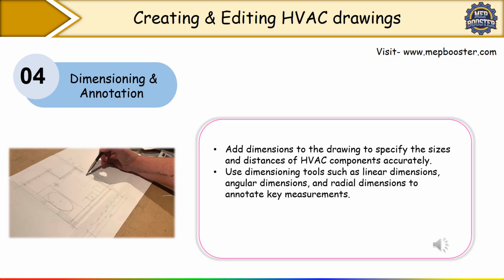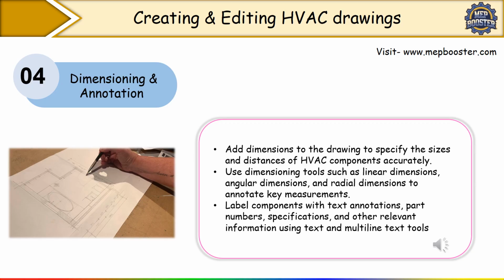So use the dimension tool, such as linear dimension, angular dimension, radial dimension to annotate key measurement. Then label component with text, annotation, part numbers, specification and other relevant information using text and multi-text tools.